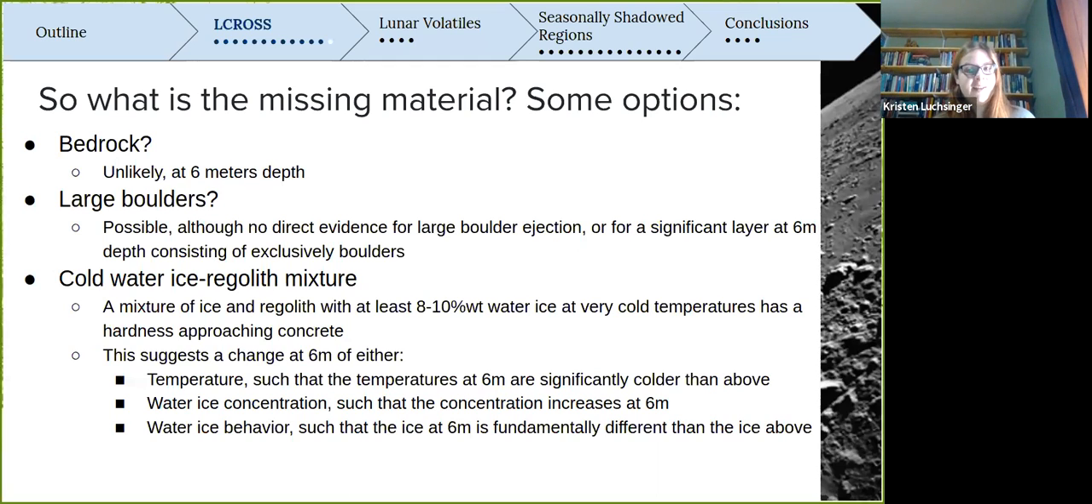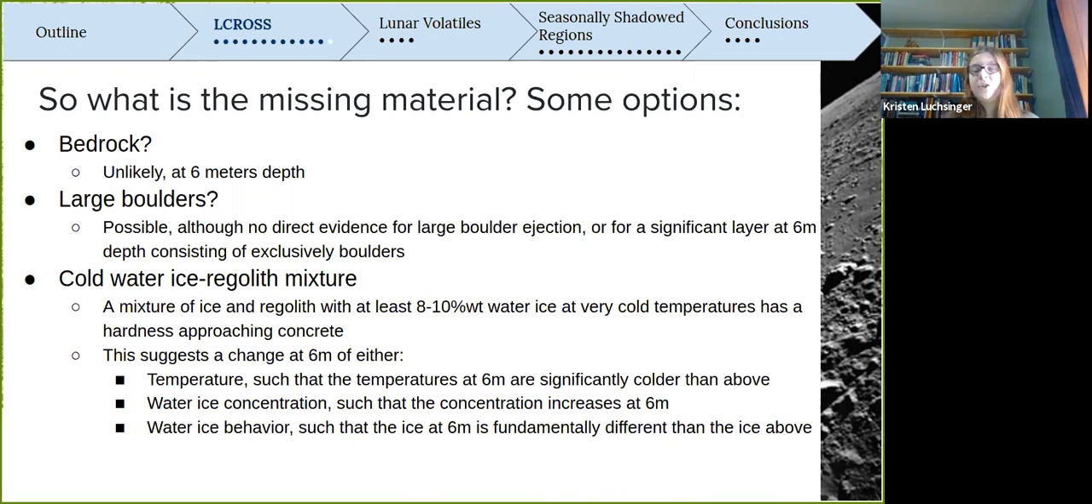So this suggests that at 6 meters, you have a change of either temperature, water ice concentration, or water ice behavior. If you have a temperature gradient within Cabeus crater with a significant change at 6 meters, that would be very interesting. And I think everyone would really want to know what would be causing that. What is the regolith doing or behaving like in order to cause this weird temperature gradient?